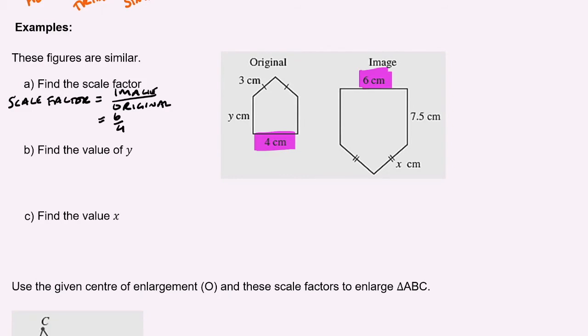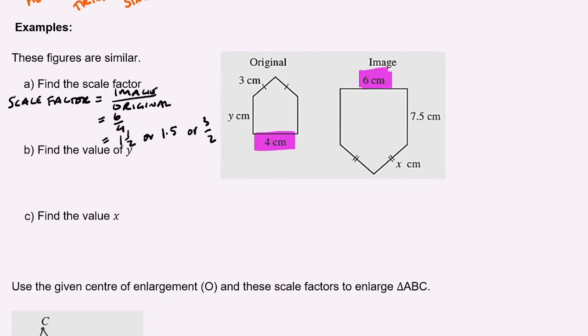And once I've done that, I get 1.5. Okay, or you can write it even as 1.5, or you can even write it as 3 over 2. It doesn't matter, all three of those numbers have the same value. Okay, we now want to find the value of y.